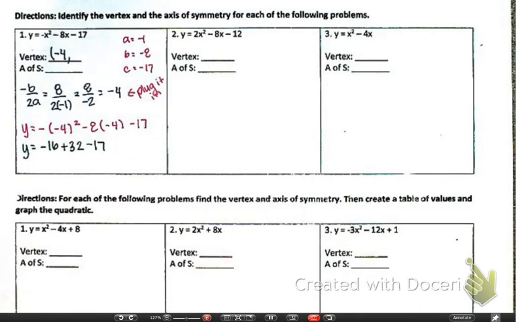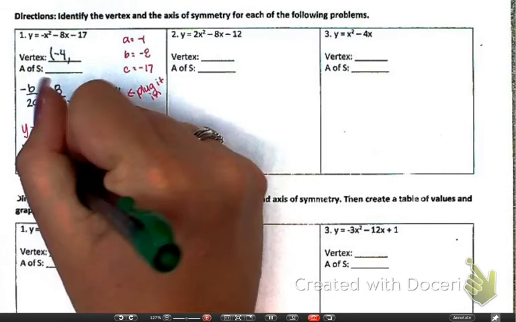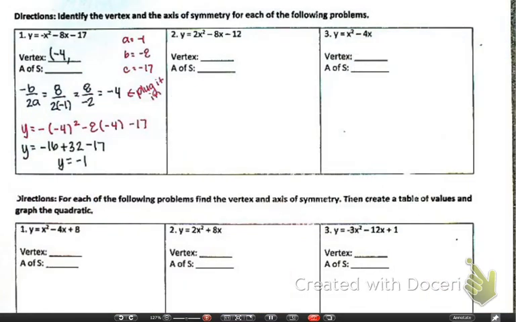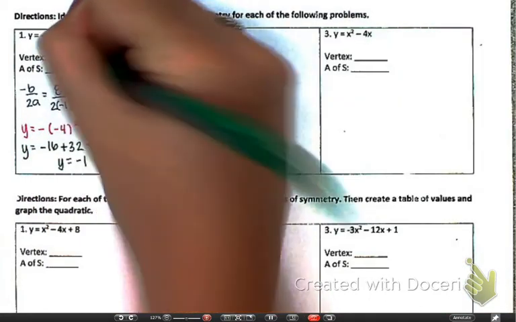This would be a great place to use your calculator so you don't mess it up. If you don't need to, that's fine. Negative 16 plus 32? 16. And 16 minus 17? Negative 1. So the y value of my vertex is negative 1.